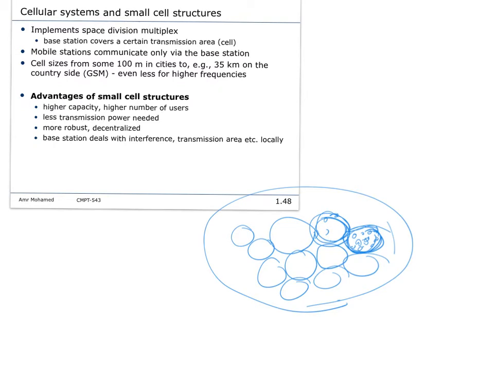Also, another advantage that comes for free when you use small cell structure is less transmission power. Why? Because for this case, you don't need that much power to reach the base station, right? Whereas if you were to use this big cell structure, a user who is sitting here needs a high amount of power in order to communicate with the base station. Okay?